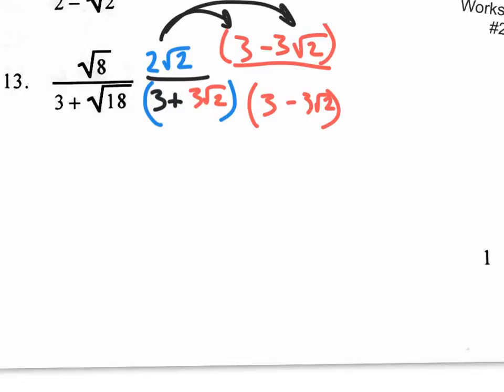2 square root of 2 times 3 will be 3 square. Oh my goodness. I'm so sorry, guys. Well, some video is better than no video, huh?